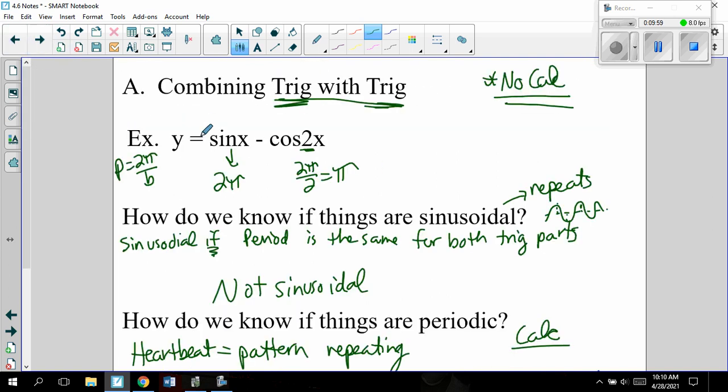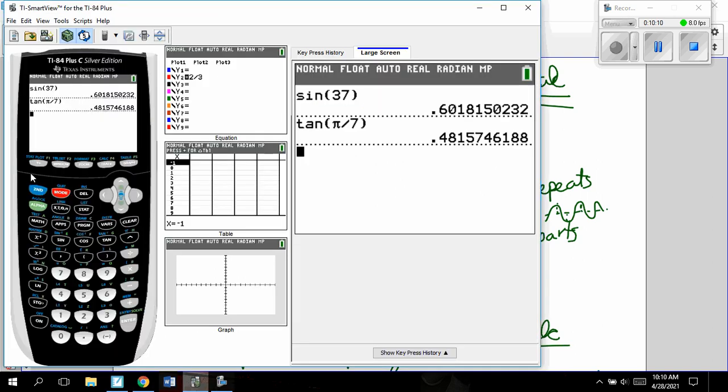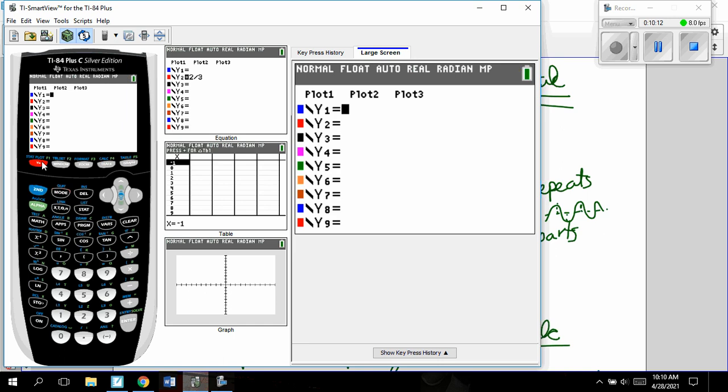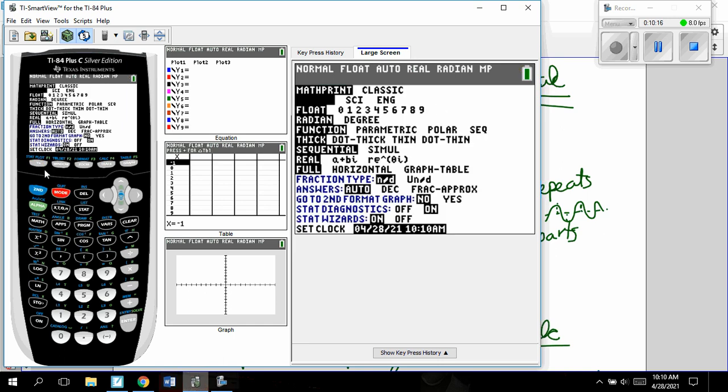All right, let's actually throw this in our calculator and show you what this one looks like. So back to this first example. If I go to my calculator, there it is. I'm going to go to my y equals, and then I'm going to check my mode because I don't know. I am in radians, so I'm good.